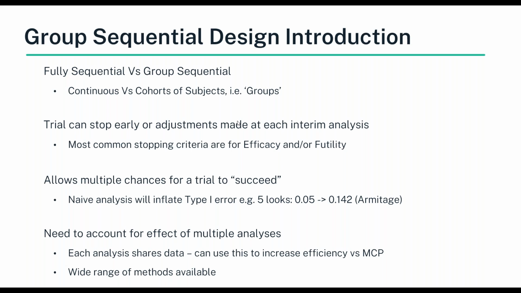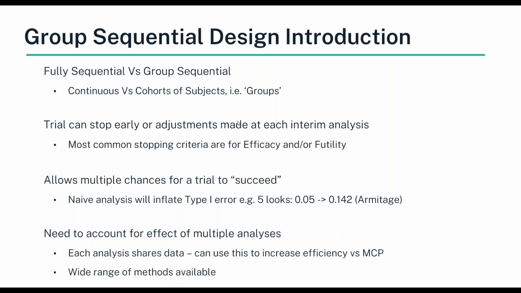So at each of these interim analyses, a trial can either stop early or adjustments can be made to the trial, with the most common criteria for stopping early being efficacy or futility. And some adjustments will be sample size re-estimation, which we'll be discussing later.